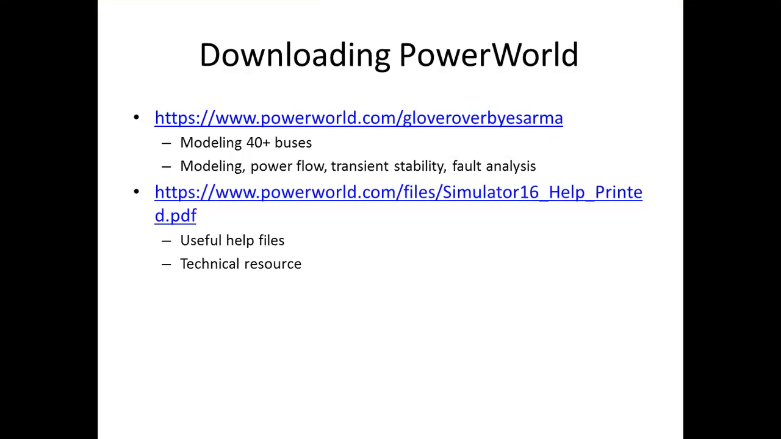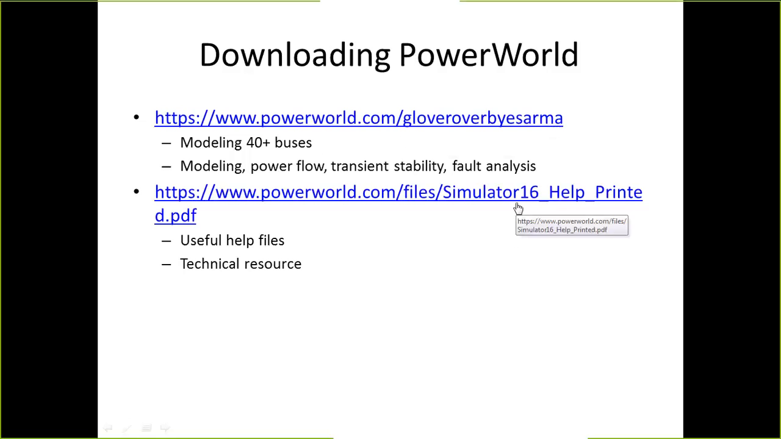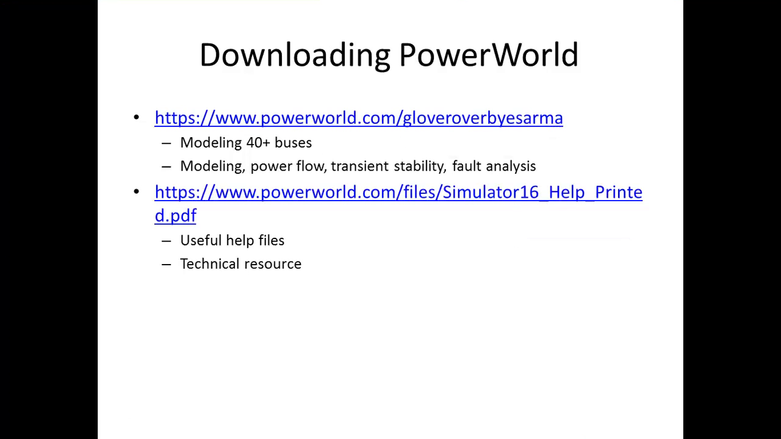PowerWorld help files can be found on the PowerWorld website. The latest version of the help files is for the Simulator 16 edition. It gives you a lot of very technical details on how to model things in PowerWorld, how to troubleshoot if you have issues, where to find options, and set specific parameters of various types of modeling options.